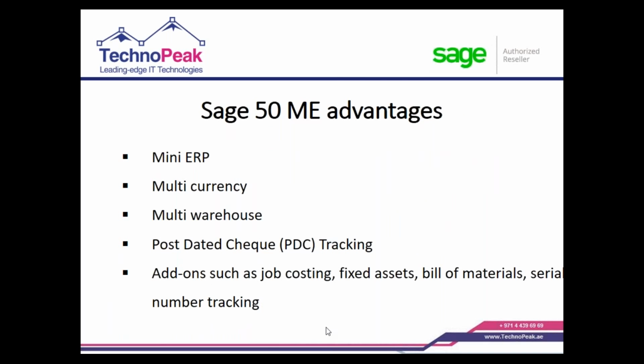So I would like to note the main differences of Sage 50 Middle East edition from other editions. Actually, Sage 50 Middle East is a mini ERP system. It has multi-currency, multi-warehouse, and post-dated check queue tracking. We can also provide some add-ons for this edition, such as job costing, fixed assets, bill of materials, serial number tracking.